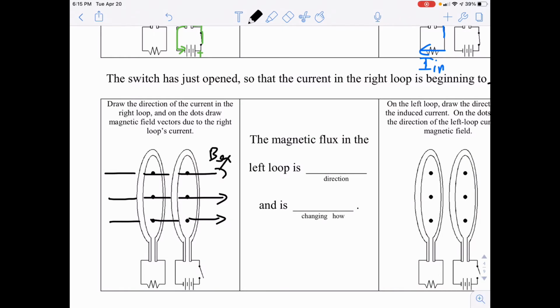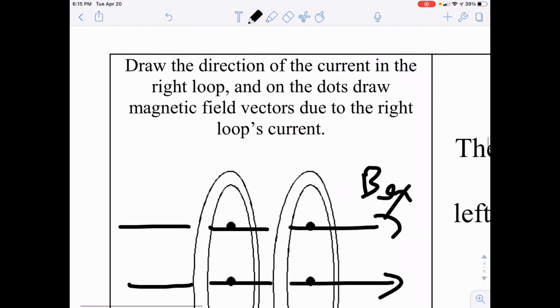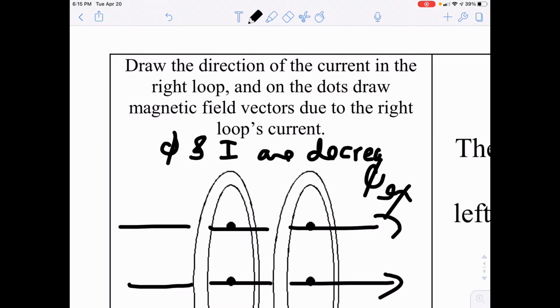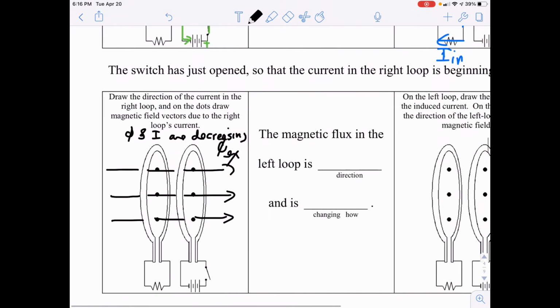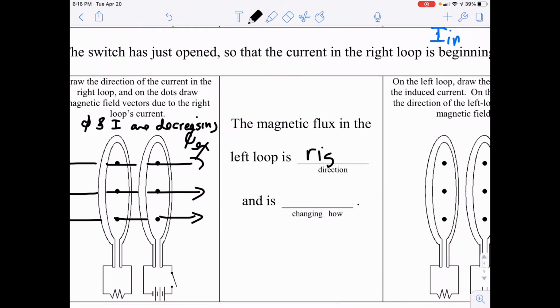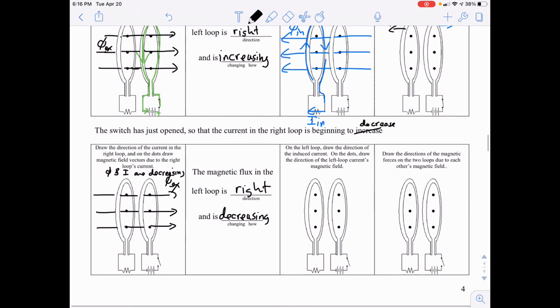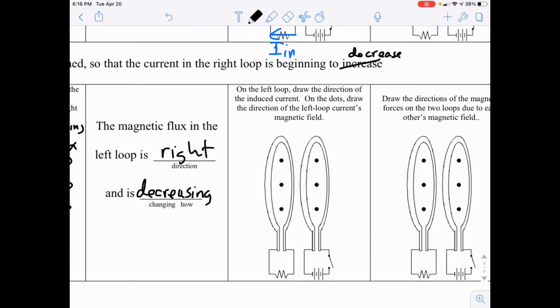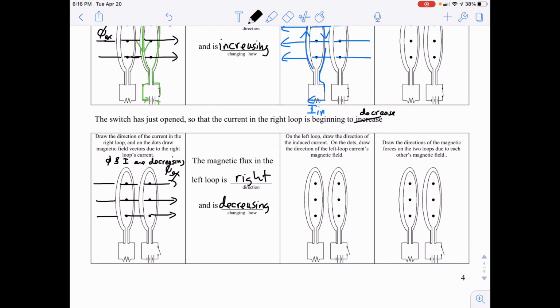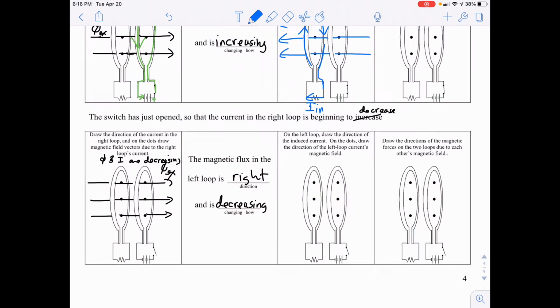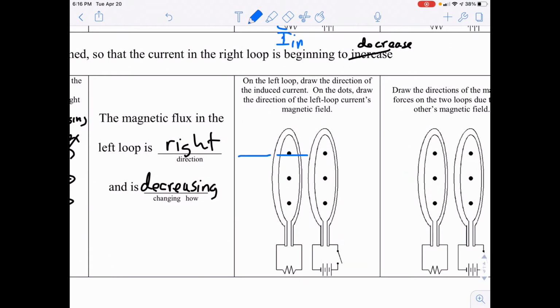And this would be my external flux. But my external flux and my current are decreasing this time. So the direction of the flux is still to the right, but this time it's decreasing. Now, if that's true, on the left loop, what would this mean? If it's decreasing, that means the direction of the induced flux goes the same way. So let's draw it also going to the right.